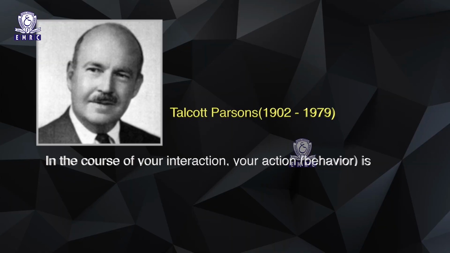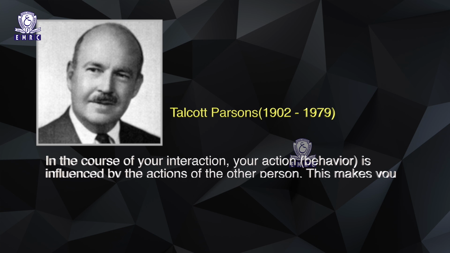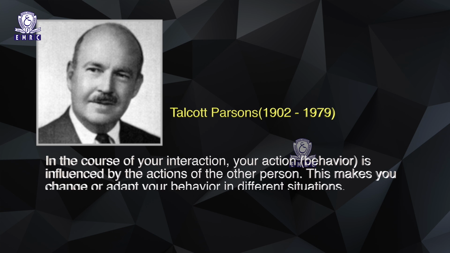Why do you do this? Why is your behavior not the same with all people you interact with? According to Parsons, this is because in the course of your interaction, your action, that is your behavior, is influenced by the actions of the other person. This makes you change or adapt your behavior in different situations. The regulation of your behavior is different in different situations mainly because you as an individual behave in a given manner because everybody else behaves in a similar manner in the given situation.